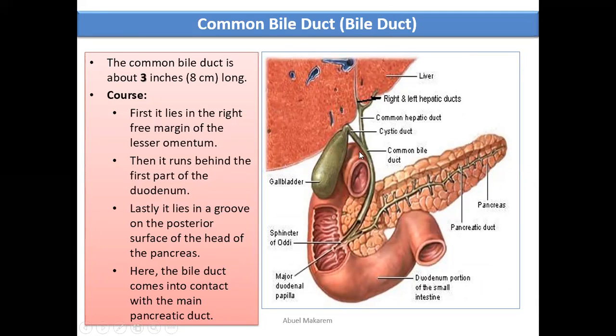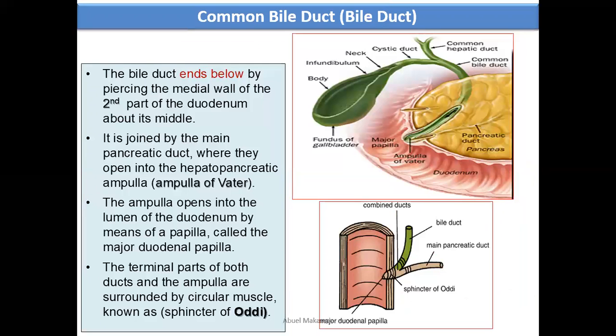If you see here, this is the first part of the duodenum and it is going behind the first part of the duodenum. Lastly, it lies in a groove on the posterior surface of the head of the pancreas. If you see here, it lies over the posterior surface of the head of the pancreas. Here, the bile duct comes in contact with the main pancreatic duct. If you see here, this is the pancreatic duct and this is the common bile duct, coming in contact with each other, where it is dilated to form the ampulla of Vater.